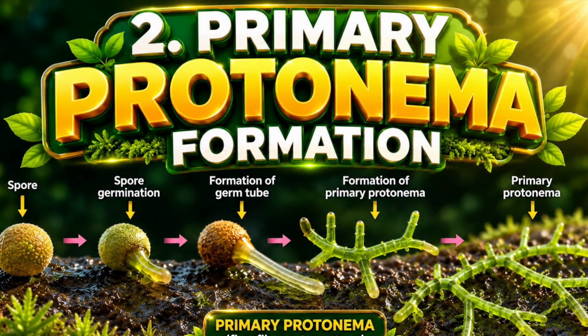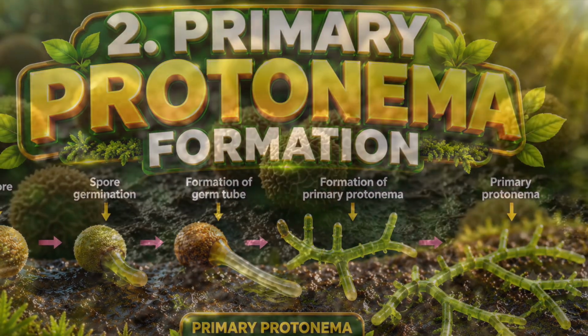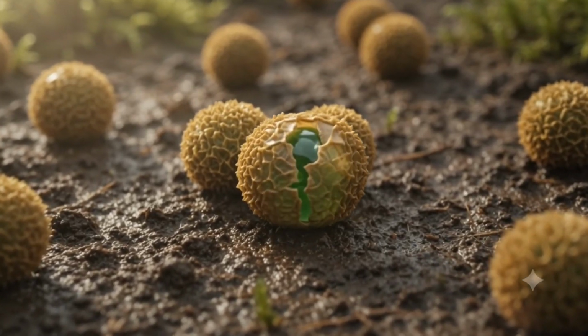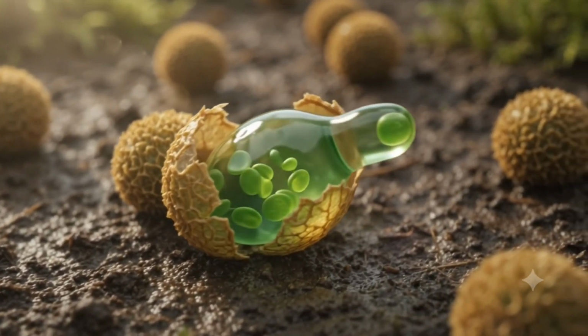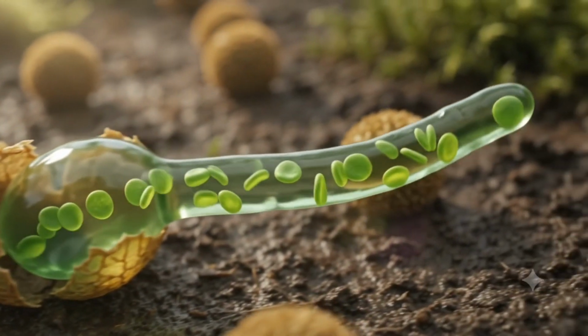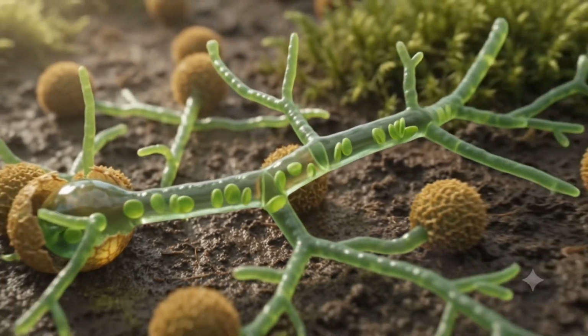2. Primary Protonema Formation. The spore germinates directly into the primary protonema. This is a creeping, green, branched and frequently filamentous stage that spreads across the soil surface.